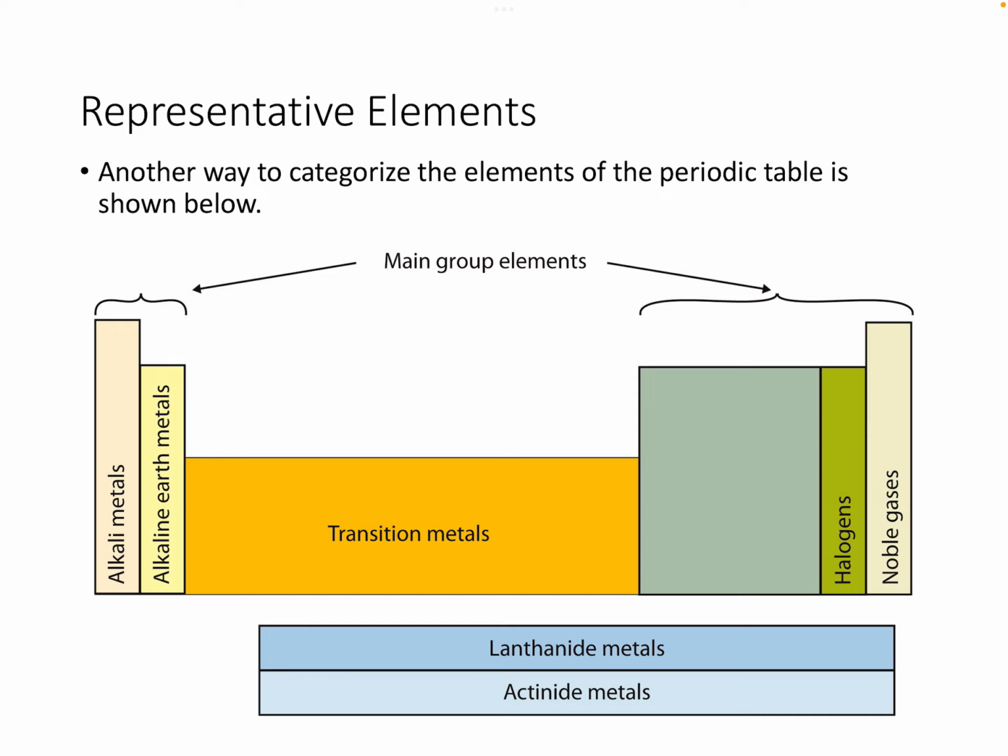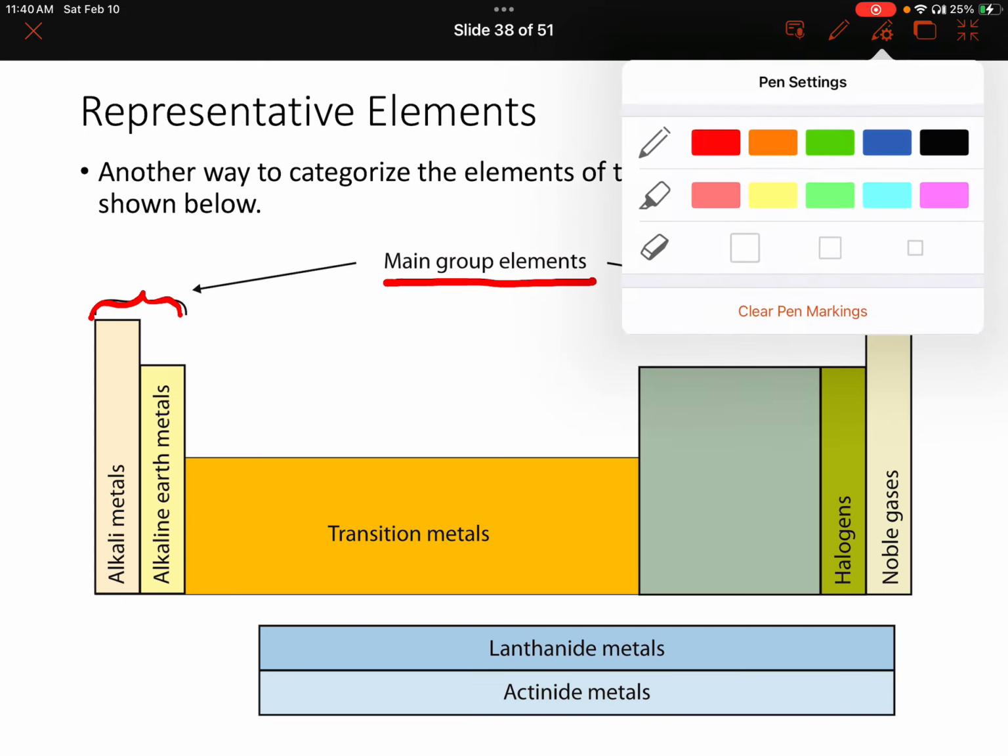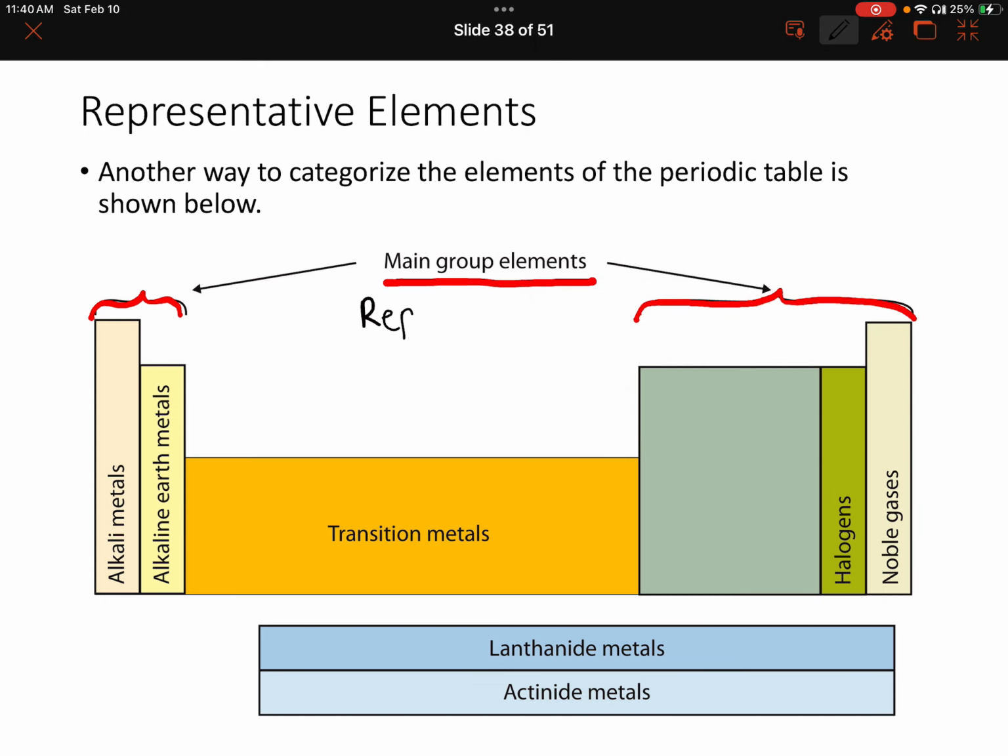Now there is another way to categorize the elements, and that's by naming certain rows or certain columns of the periodic table. You'll notice here we have the first 2 columns and the last 6 columns categorized as the main group elements. The other name for these elements is the representative elements. These are the elements that we're going to deal with the most in our class.